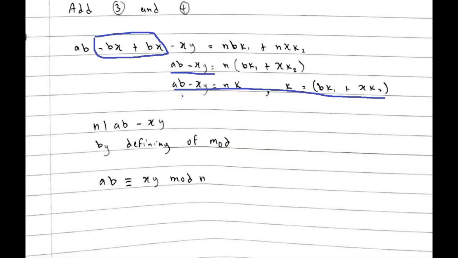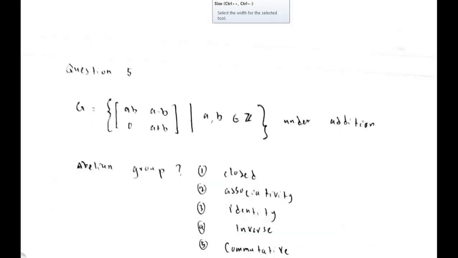And then from this equation we can write a new equation, which is n divides ab minus xy, and by the definition of mod we can get this final equation, which is ab congruent to xy mod n.